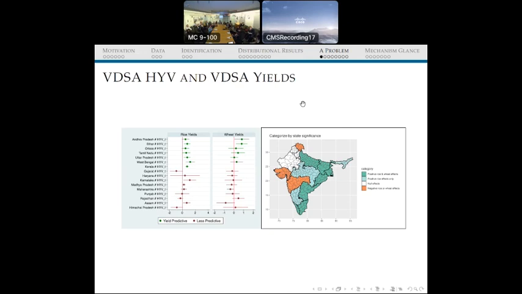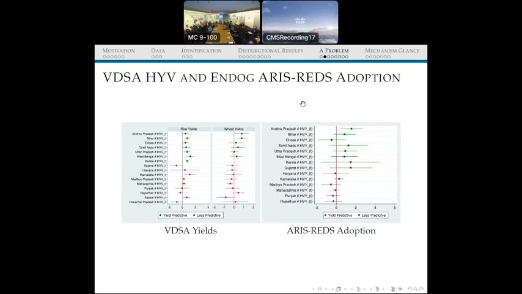And I thought there's something going on where high yielding varieties are really influencing yields in some districts, but not others. That seems kind of wild, because if that was really true, this was so spatial, someone would have written about this already. So I must be missing something. And then I realized that actually, if I look at ARIS-REDS adoption rates, those same districts that look like they have high yields, I find that the district level VDSA variable on adoption is strongly indicative of ARIS-REDS individual level endogenous adoption in some states, but not in others.